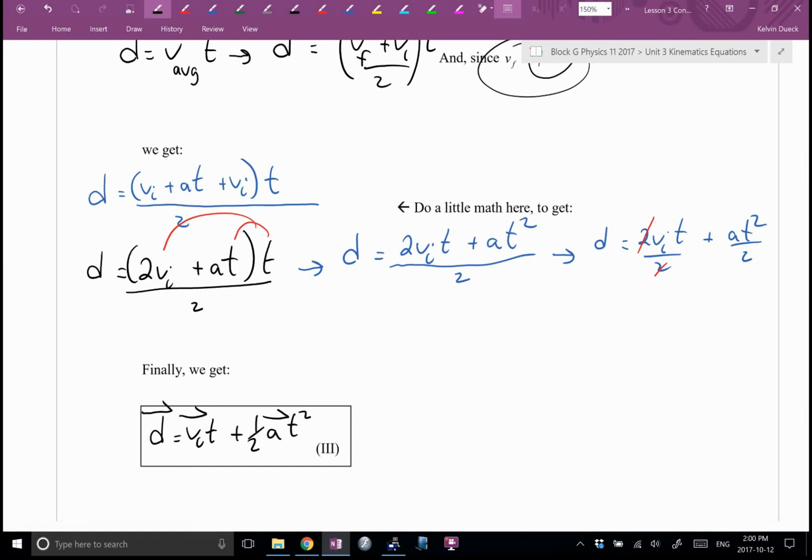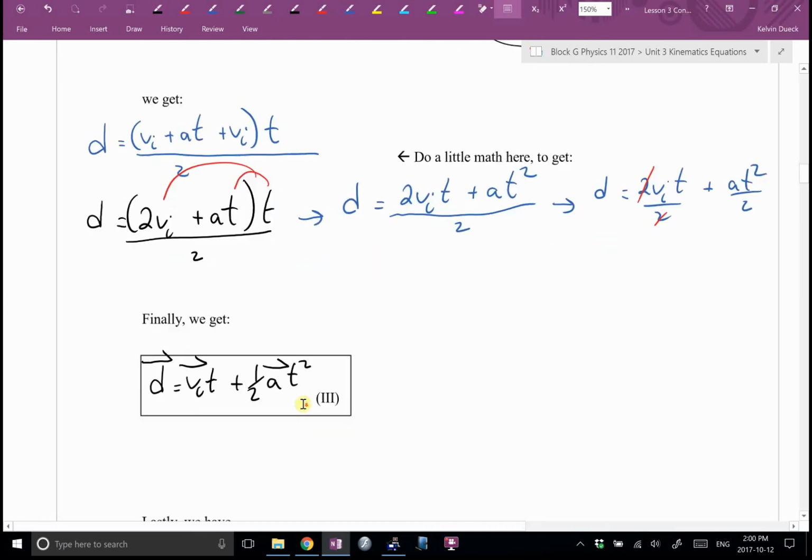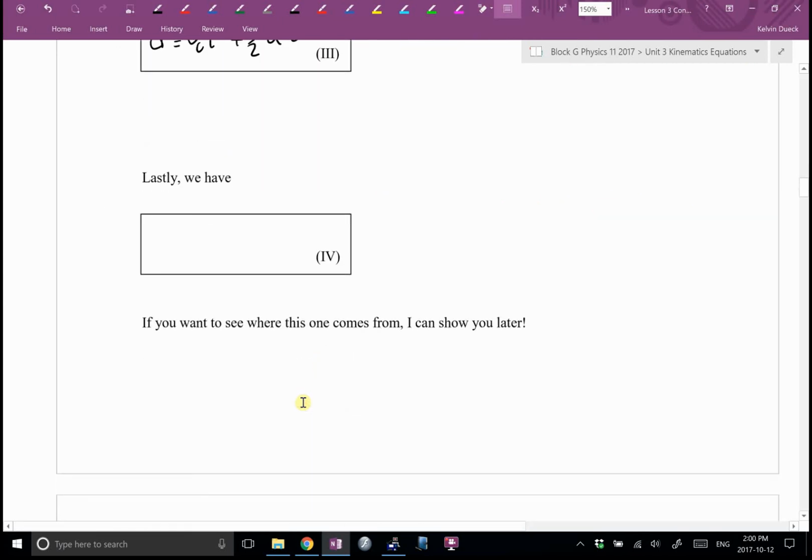There's a fourth one, and I'm not going to derive it today. I'm just going to give it to you. What's the fourth one in that row? So we're on the green sheet, third row down, fourth one over. It's the one that's got the squared in it. Got it? VF squared equals VI squared plus 2AD.